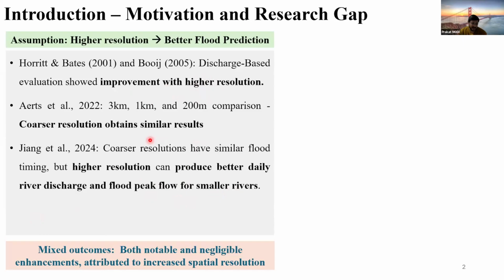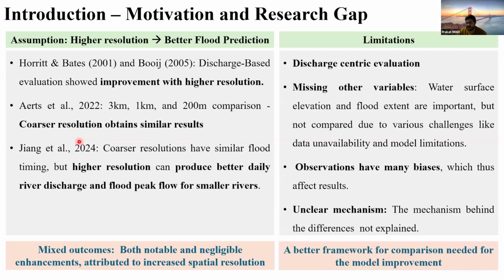But at the same time, a few researchers like Arts et al. 2022 showed that coarser resolution can obtain similar results to high resolutions. So there was a mixed outcome, with both notable and negligible enhancement attributed to the increased spatial resolutions. And these previous researches have some limitations and challenges. One of the things is that most of these researchers focused on discharge, and so they missed a few of the important variables like river depth, water surface elevation, and flood extent, maybe due to limitations of data availability or model limitations.